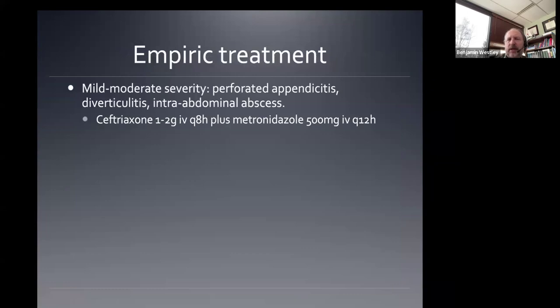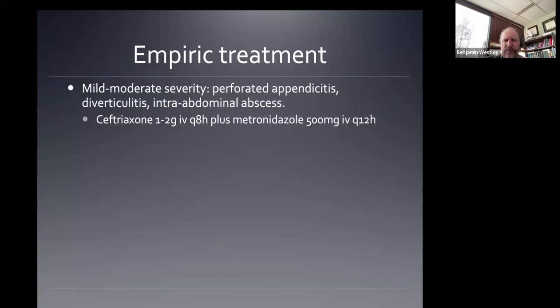So when somebody enters, typically these people are going to be in the hospital and they have complicated intra-abdominal infections. There's a hole in the appendix or severe diverticulitis. We tend to use a beta-lactam plus metronidazole. For our program, for many years, we just used cefazolin plus metronidazole.